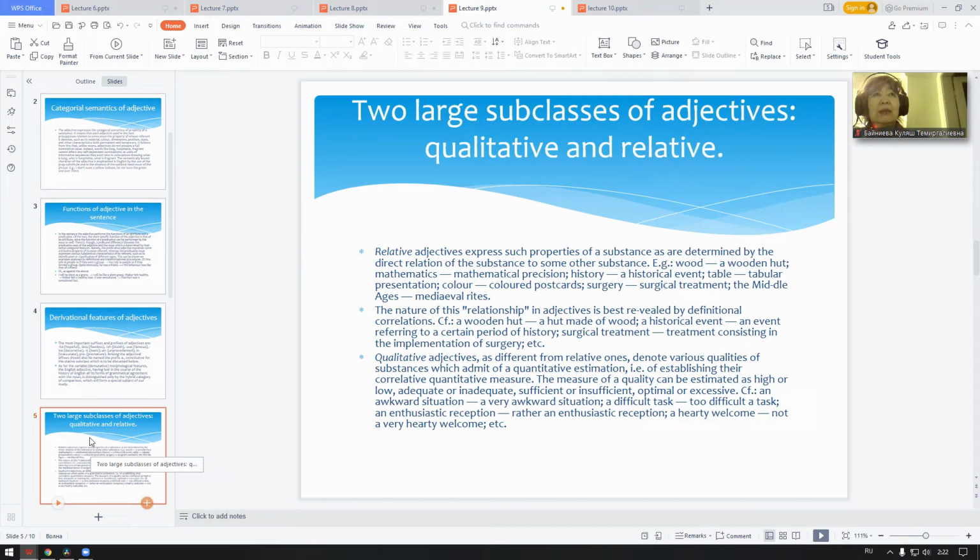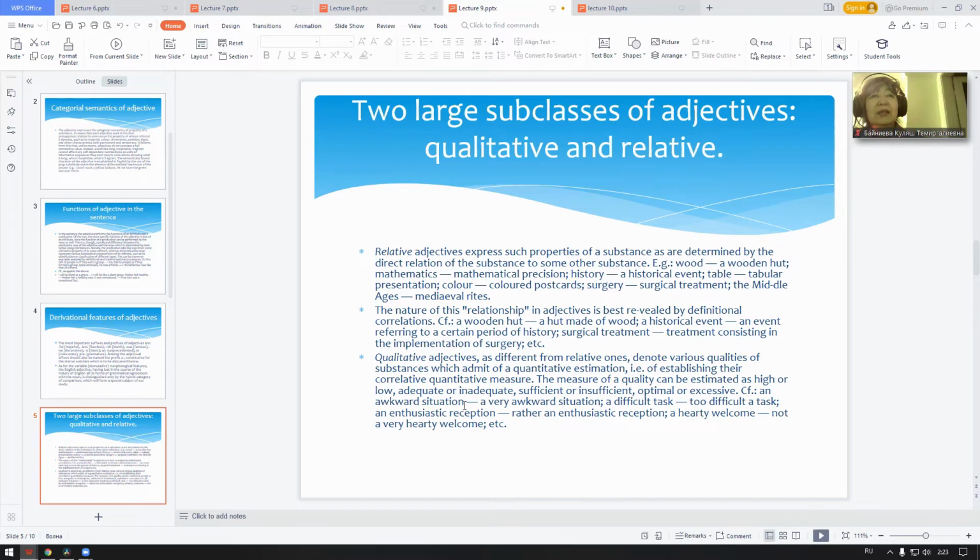Two large subclasses of adjectives: qualitative and relative. Relative adjectives express such properties of a substance as are determined by the direct relation of the substance to some other substance. Wood, a wooden hat. Mathematics, mathematical precision. The nature of this relationship in adjectives is best revealed by definitional correlations.